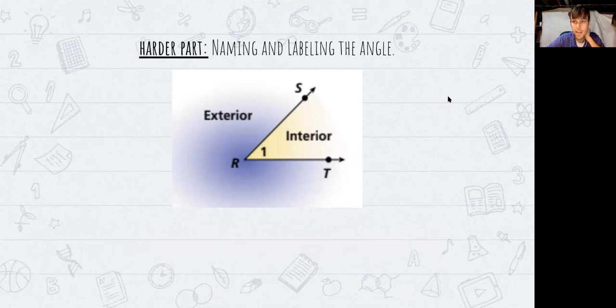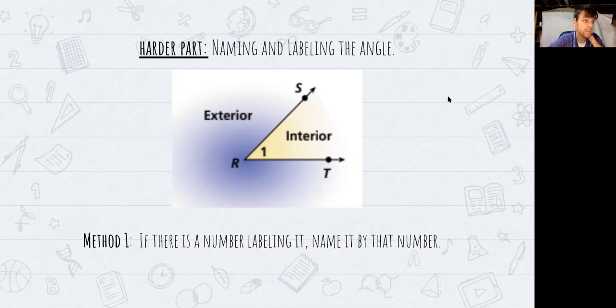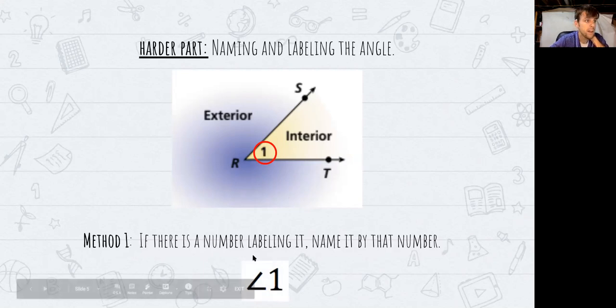A little bit harder is naming. There's really 3 ways that we name an angle. It depends on what labeling exists on the picture. In this one, we have some points labeled, and we have this little number 1. If there's a number in the angle, the easiest and most clear way to talk about an angle is to use that little 1, or any number that might be there, and just call it angle 1, or angle whatever number happens to be there. That's the easiest way.